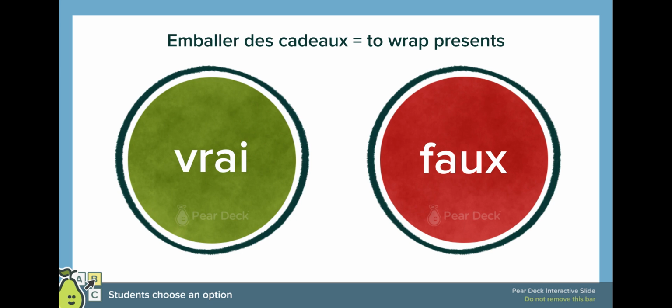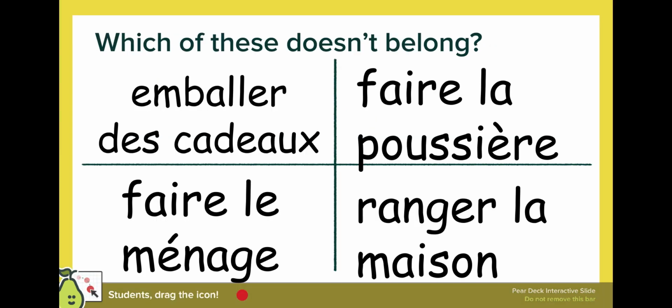Okay, a real quick pop quiz for you. Emballer des cadeaux is to wrap presents. Is that vrai ou faux? Vrai, très bien. Which one of these words does not belong with the rest of the group? We have emballer des cadeaux, faire le ménage, faire la poussière, and ranger la maison. Emballer des cadeaux. Très bien. The rest of them are all cleaning, and emballer des cadeaux is to wrap gifts.